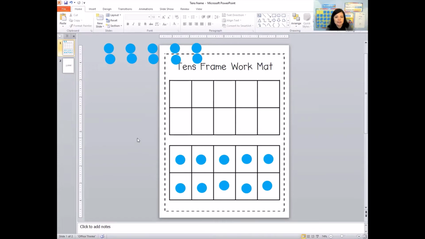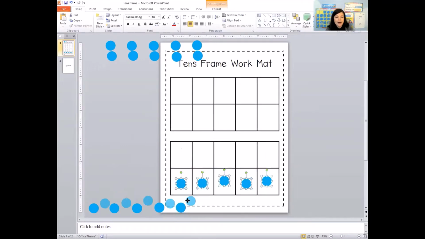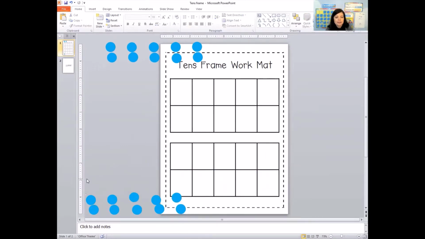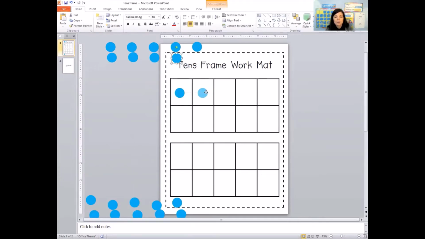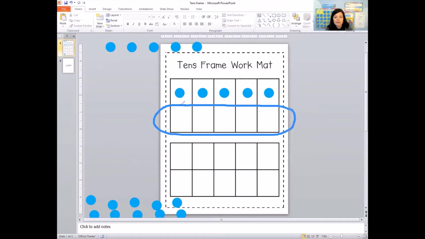Let me move these dots off too for just a second. We'll do some counting. All right, so if I have a tens frame up here, and I fill in the top part of it with 1, 2, 3, 4, 5 dots. So there are 5 dots on top. How many dots do you think it will take to fill up the bottom part of this tens frame?